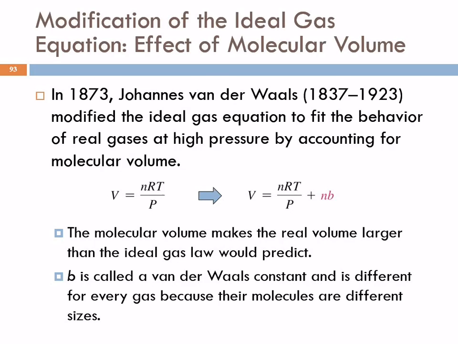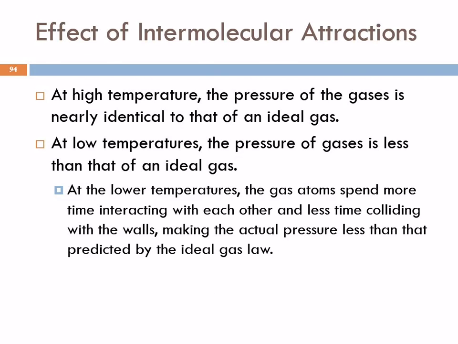Oh, high temperature. So at high temperature, the pressure of gases is nearly identical to ideal gas predictions, but at low temperatures, it doesn't agree. What happens at low temperatures is that the particles are moving more slowly. And so when they collide with the walls of the container, when they collide with each other, there are some interactions between the particles. And at these lower velocities, at the low temperatures, those can become significant.